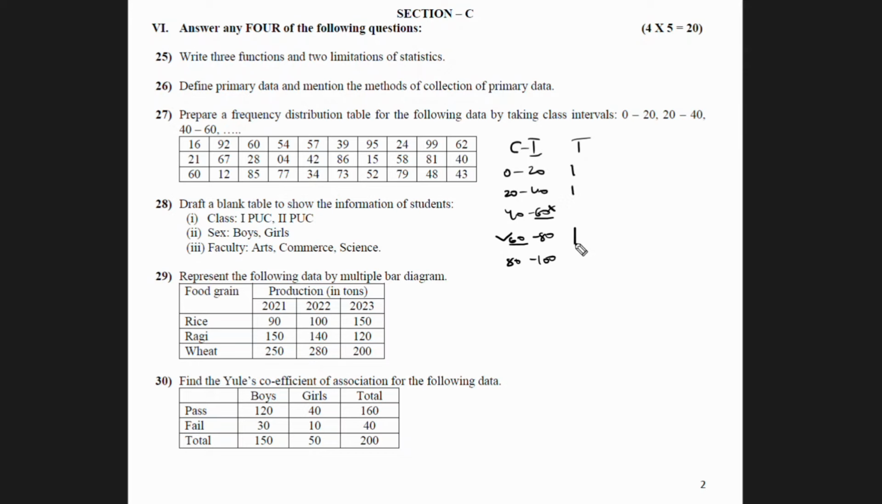So mark 60 here. Next, what is the next value here? 92. 92 lies here. Next, 67 lies here. Next, 12, it lies here. Next, again 60. 60 lies here. 28 lies here. 85 lies here. Next, 54 lies here. 4 is here. 77 belongs here. So like this, go on marking all the values. Once you are done with the tally, then count and write the frequencies here, just like the way it has been done here.